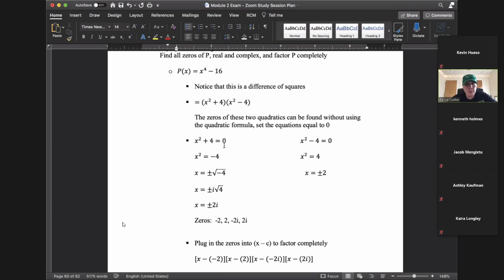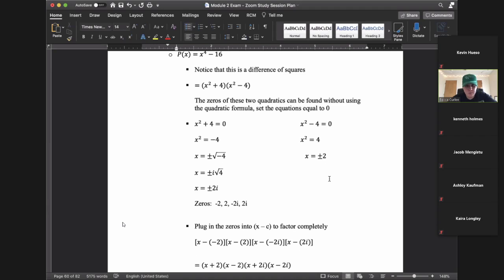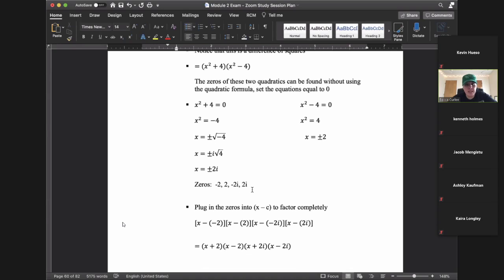So we've got x squared plus 4 equals 0. So we've got x squared equals -4. x equals plus or minus the square root of -4. Pop the i outside of the radical. So you've got x equals plus or minus i square root of 4. x equals plus or minus 2i. So then over here, this one's pretty easy. You've got x squared minus 4. You add 4 to both sides. You've got x squared equals 4. So x equals plus or minus 2. So now you know your zeros are -2, 2, -2i, and 2i.